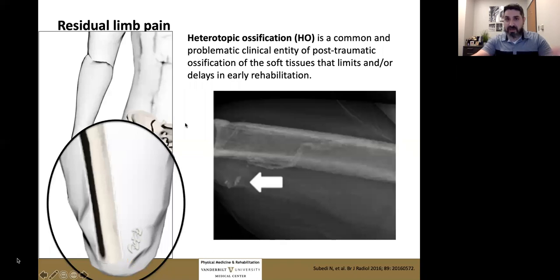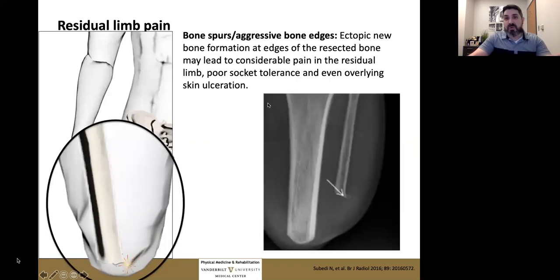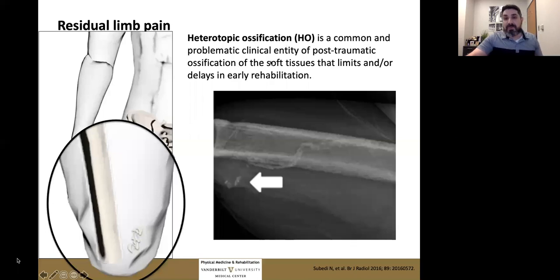Now, let's not forget our heterotopic ossification, right? A common and problematic clinical entity of post-traumatic, not just traumatic, but mostly post-traumatic, ossification in the soft tissues that limits and delays early rehab. So these are spicules of bone, in a sense, like little eggshells that are going to slowly form, right? So blast injuries, sometimes if there's also some neurologic injury associated with a polytrauma that may have brought all this on, the heterotopic ossification could happen close to the resected end. It could happen proximally around the hip joint, around a more proximal joint.